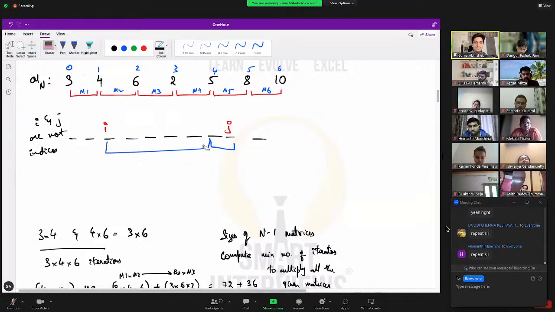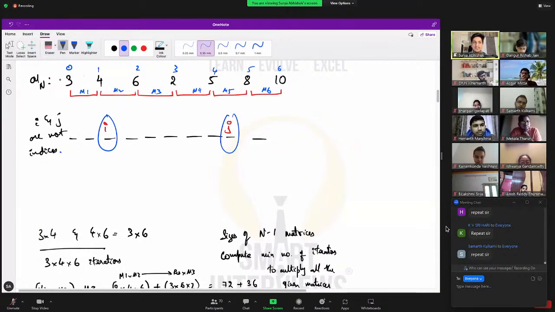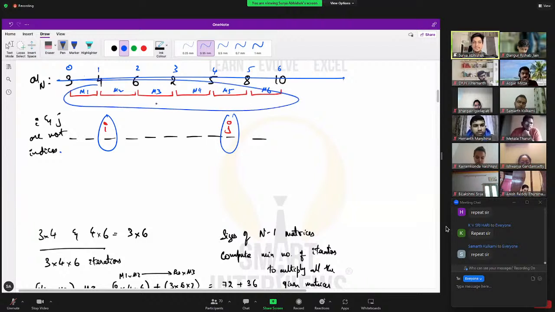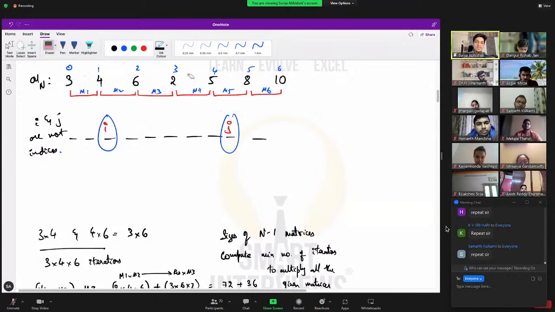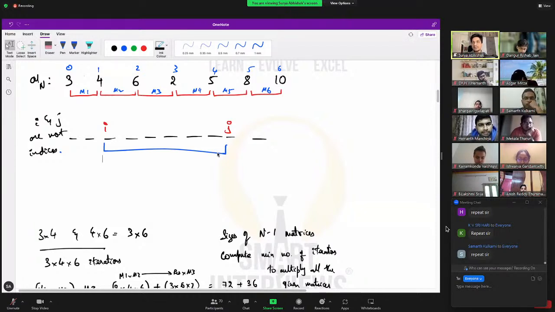Okay, I'm repeating once again. So here, i and j are matrices. They are not indices. Don't look at these numbers now. Look at these: M1, M2, M3, M4, M5, M6. i is at some matrix, j is at some matrix. Now the sub problem that we are at is basically, what is the minimum number of iterations to multiply all these matrices in the range i to j? That is what we want to know.